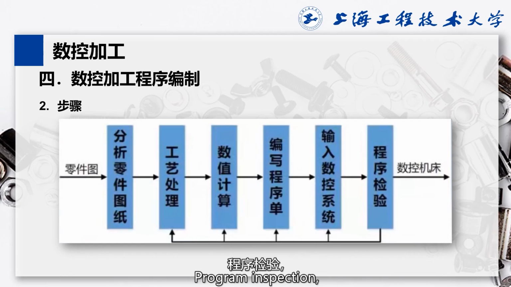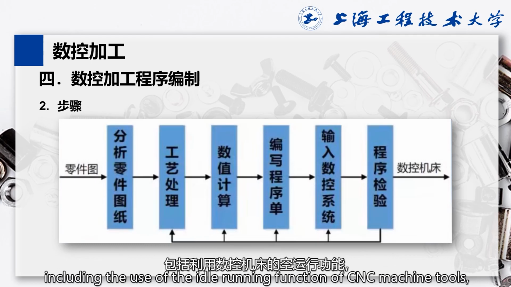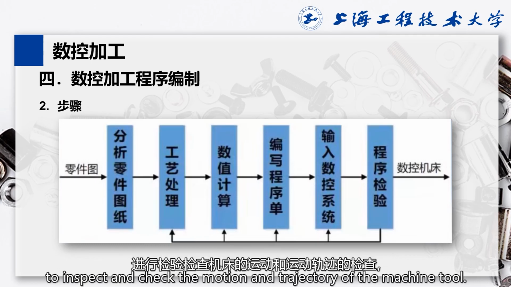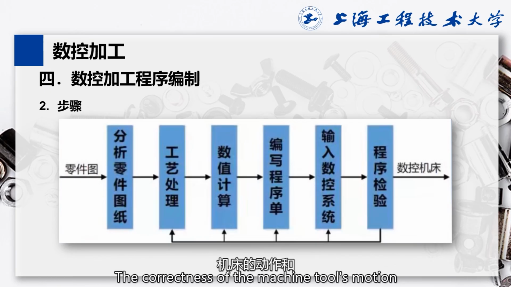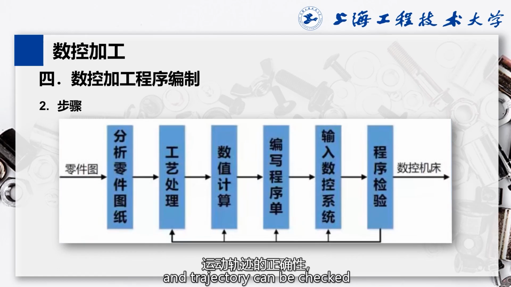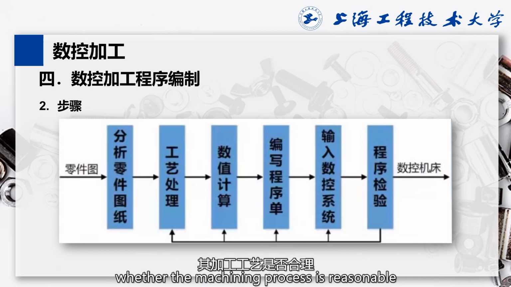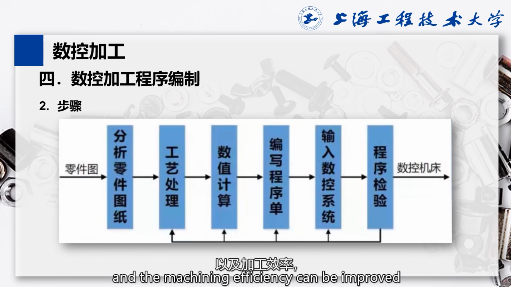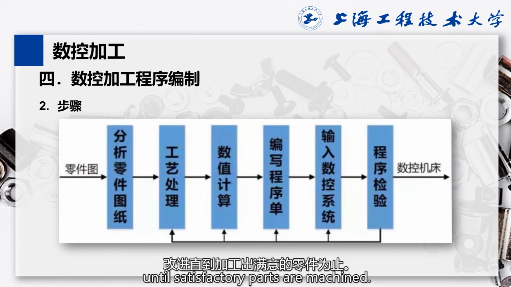Program inspection, including the use of the idle running function of CNC machine tools to inspect and check the motion and trajectory of the machine tool. The correctness of the machine tool's motion and trajectory can be checked through trial machining to determine whether the machining process is reasonable and the machining efficiency can be improved, until satisfactory parts are machined.